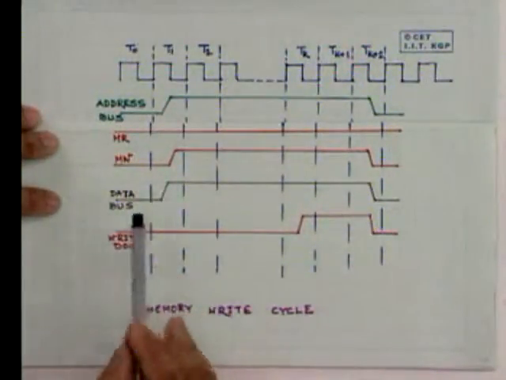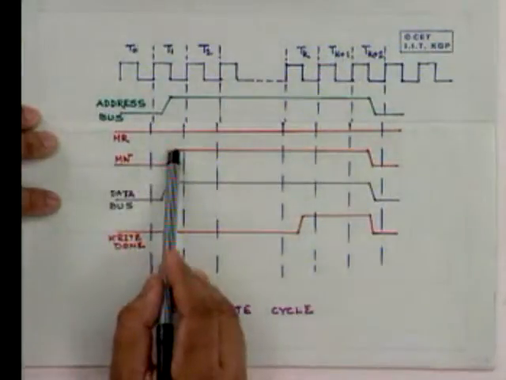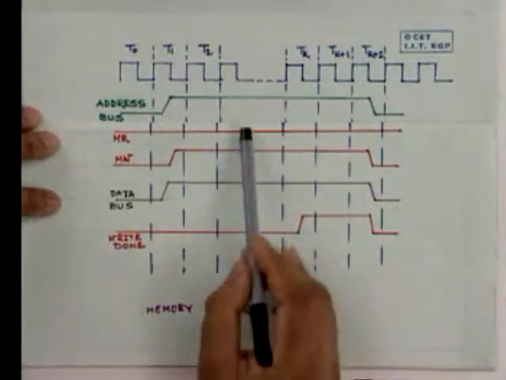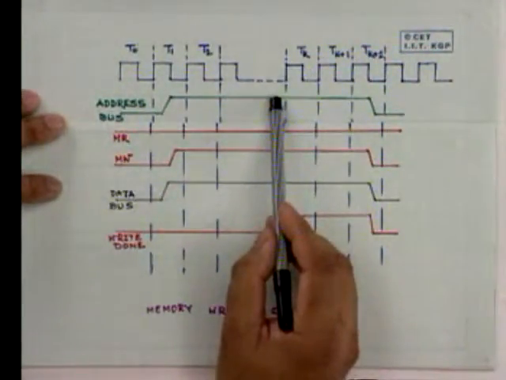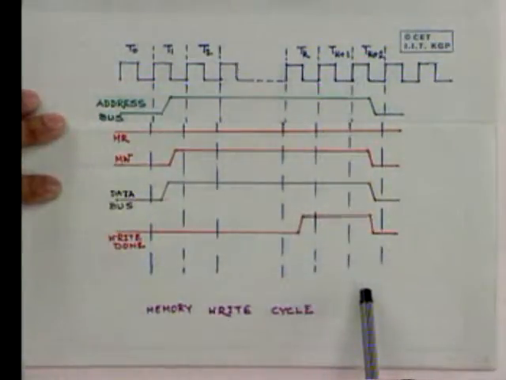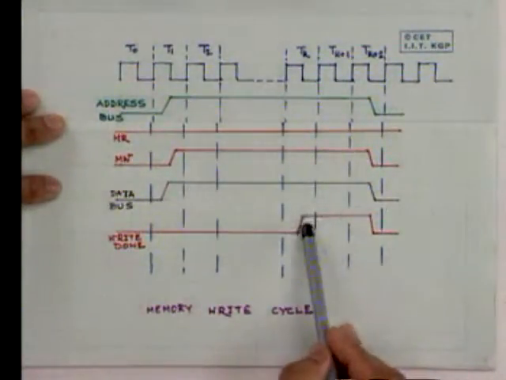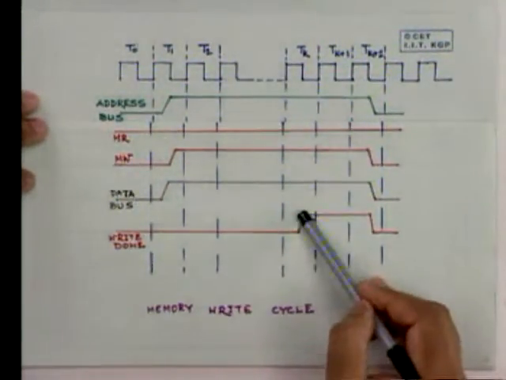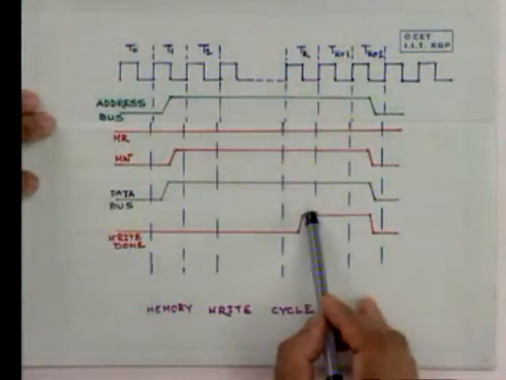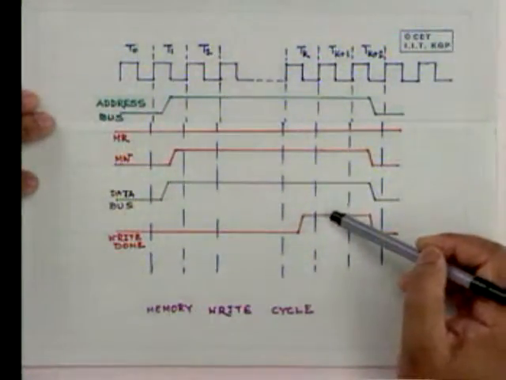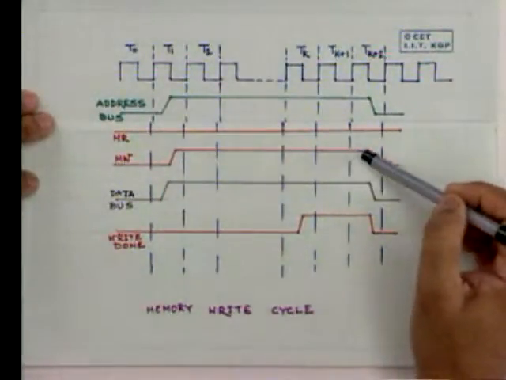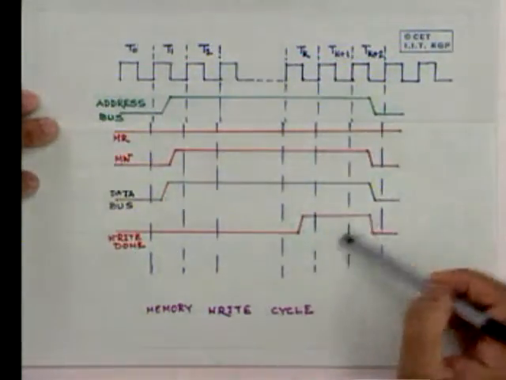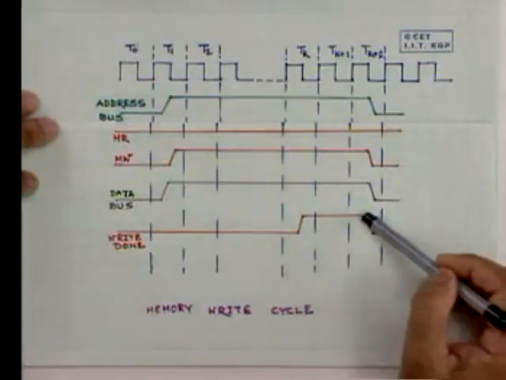Now on getting that memory write signal, the memory starts taking the data and writes it in the memory location which is addressed in this address bus, and which has been latched into the address latch within the memory. On completion of the data write, it will say that write done. On getting the write done, the CPU will start withdrawing that memory write signal and the address bus signal, and the memory will withdraw that write done signal.